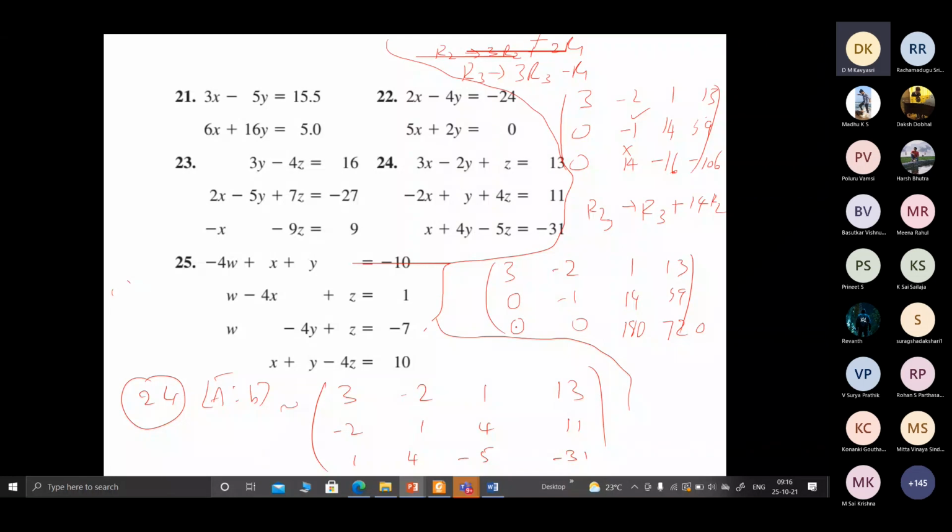So below the first we have zeros, and in the next row we have a non-zero entry here. First left all zeros, below all zeros. Fine. Now here 180. There are no more rows. It stops. So now what is the rank of AB? 3. What's the rank of A? 3. How many unknowns? 3. Unique solution.